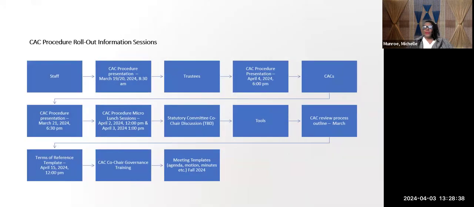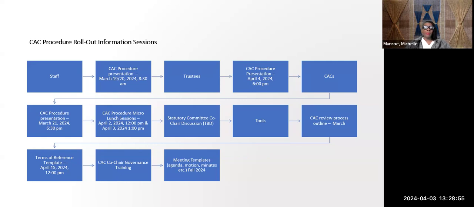And this is just the broader rollout that's been in place, just to let you know. I've been talking to staff. I hope to connect directly with trustees. We're doing these full sessions and micro sessions to try to get all of our membership informed and aware.